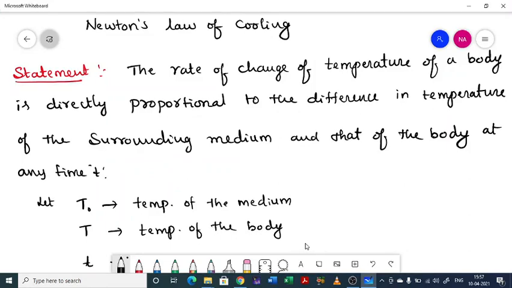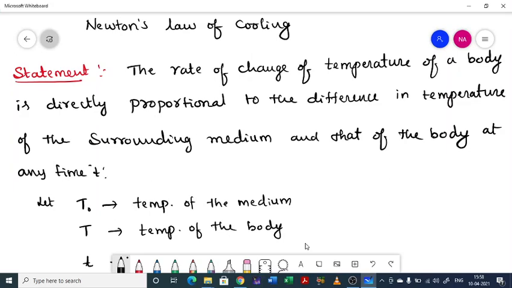Welcome you all. In this video we are going to discuss Newton's law of cooling. So this comes under applications of differential calculus. So here we are going to use Newton's law to find the rate of change of the temperature, or the temperature of the body at a given particular time t.